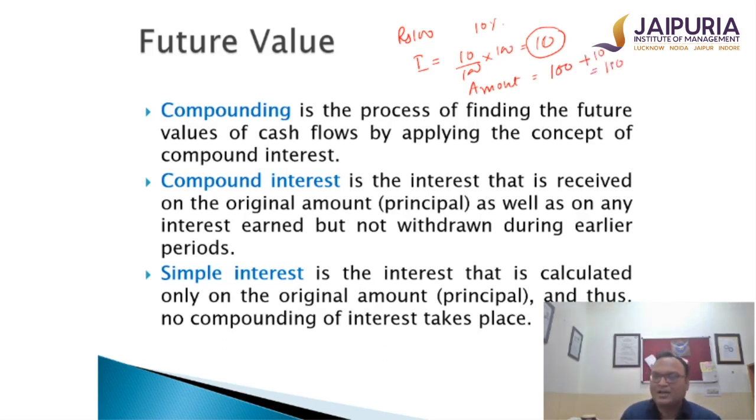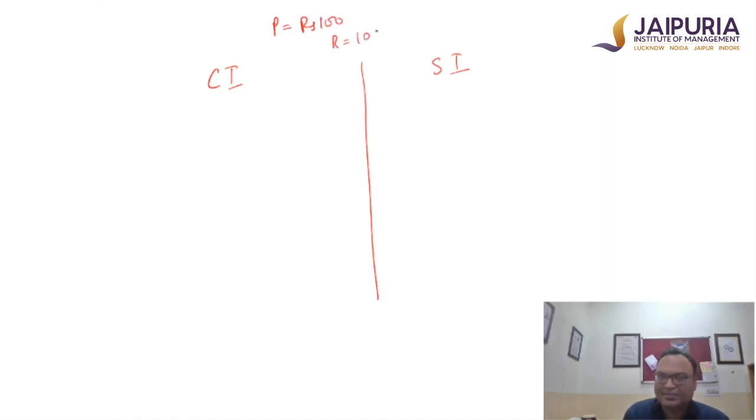Now, there are two kinds of interest which are used in time value of money. Commonly, we use by default compound interest, but there's also a concept of simple interest. Let me take an example to explain the difference between these two. Let's assume on one side I'll take compound interest and on the other side simple interest. Let's say the principal starting is rupees 100 and my rate of interest is also 10%, so 100 rupees today deposited at 10% interest per annum.